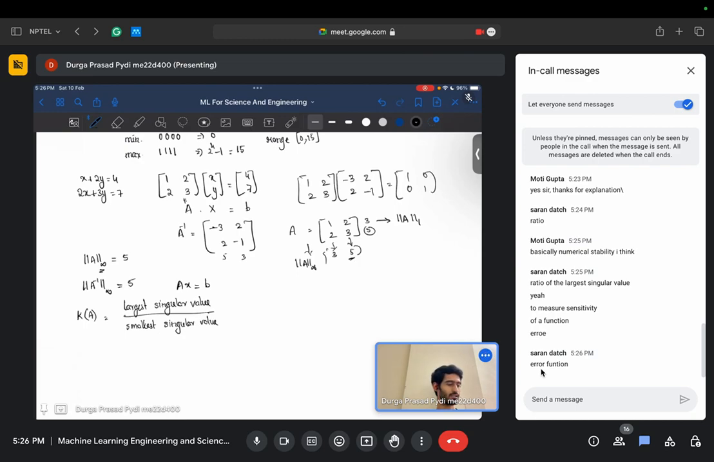Error function. Okay, where did I get error function directly from? Can you put this in a proper context of whatever is being taught in the course? Maybe you are giving it in a slightly different context, but in the machine learning context, or say the linear algebra context, what is error function?